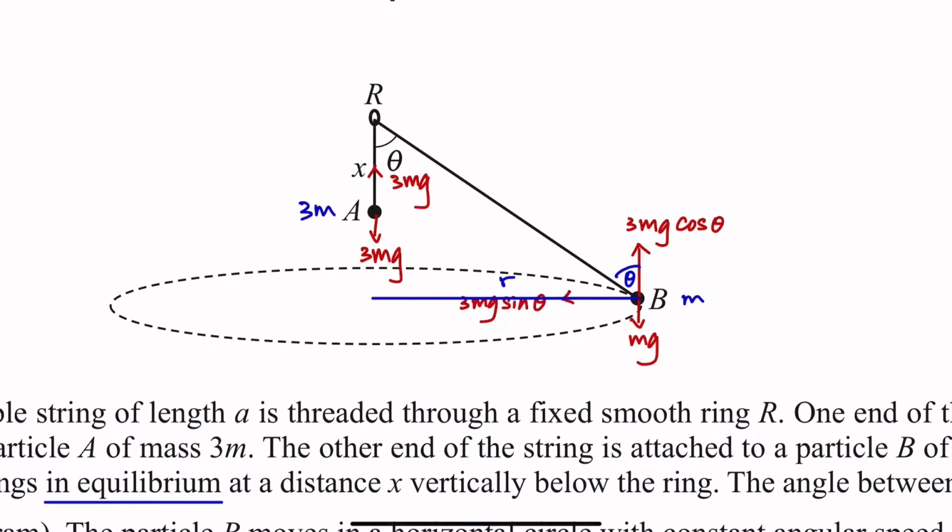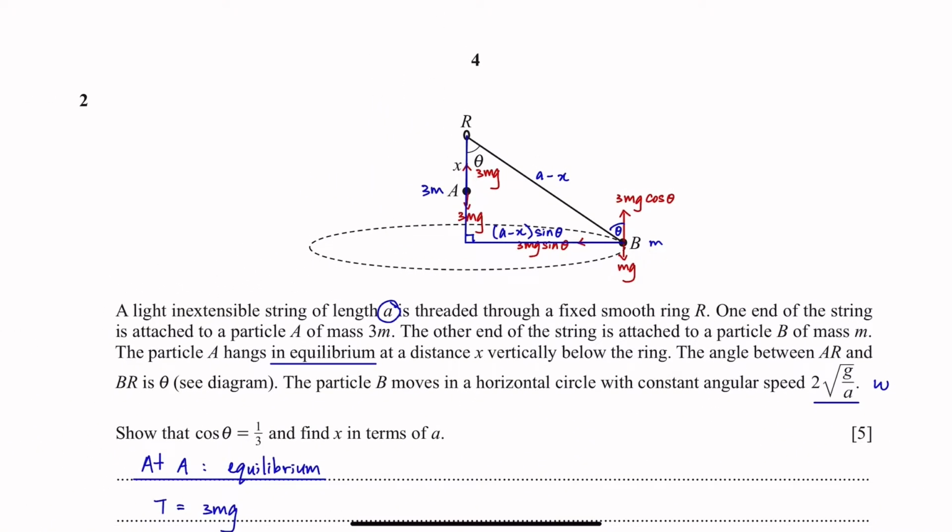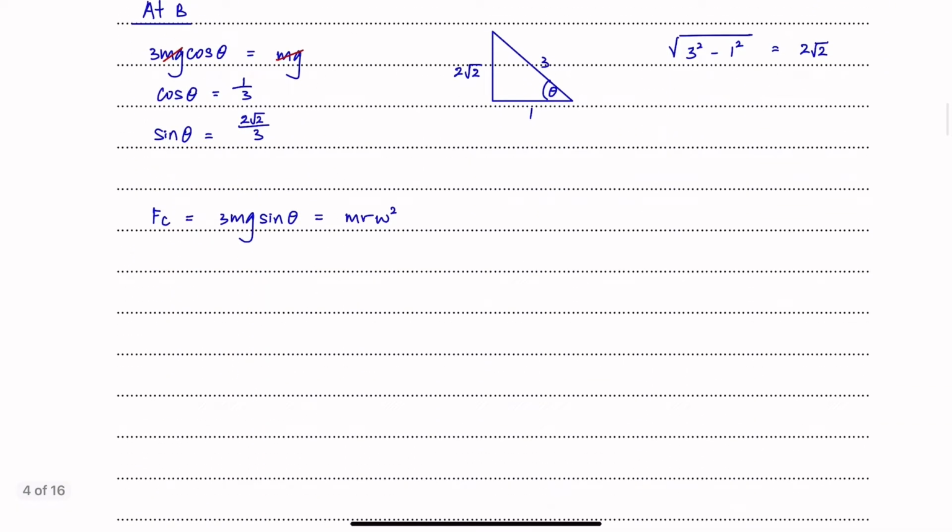But what is r? We know that the string itself has length a. This whole thing is a, and this part is x. So the remaining here would be a minus x, right? So we can see that this is a right angle triangle. Since we have the angle theta over here, we have a minus x over here. So what is r? r would be (a minus x) times sine theta, right? So now we know what r is, and we can plug all the info into this formula.